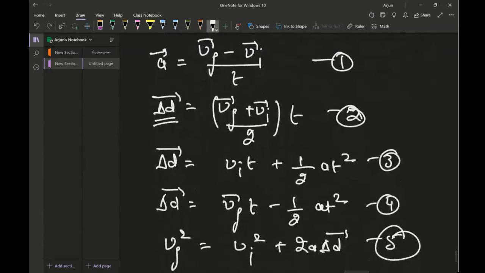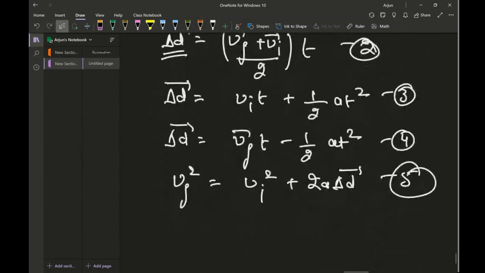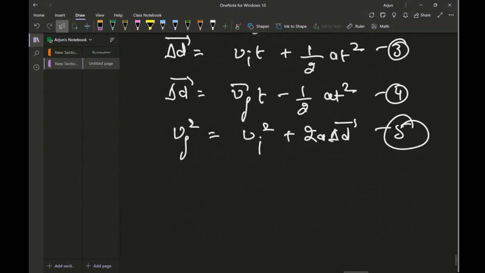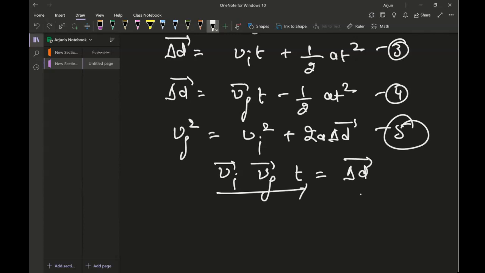Now the students find it really confusing when to use which equation. So I'll tell you right now how to use the equations. In any question, you will be given 3 parameters and you will be asked to find the fourth parameter. What do I mean by that? If you are given initial velocity, final velocity, and time, and you are asked to find the displacement, and these 3 are given to me, and I've been asked to find this one.